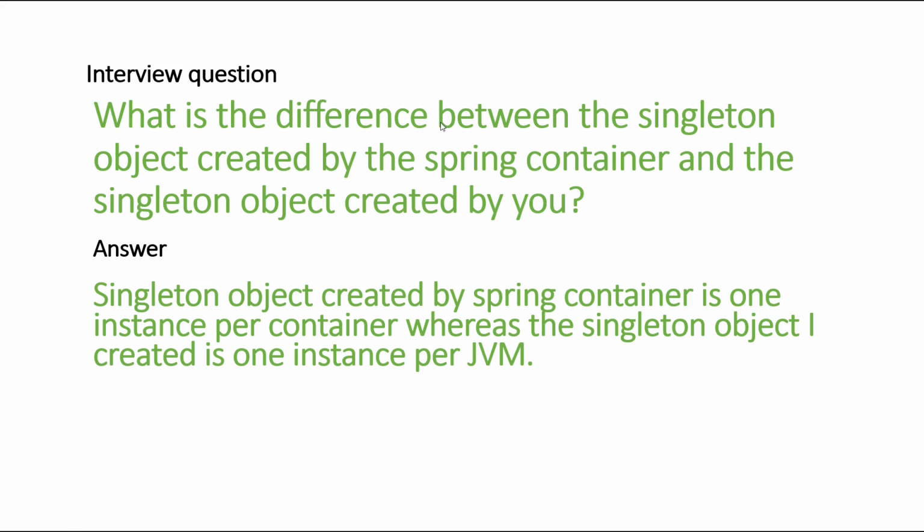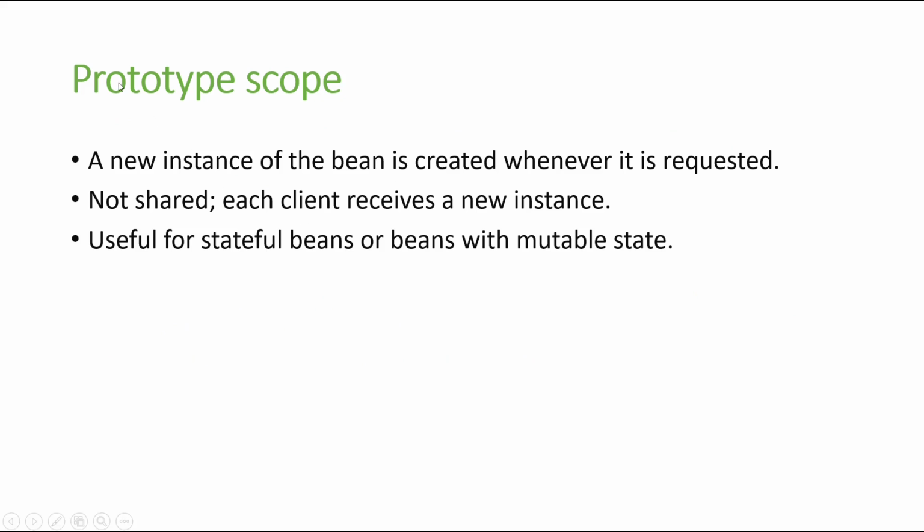Okay. Now we will understand the next scope. That is prototype. So prototype scope is something different, right? It is different from Singleton. How is it different? In prototype, a new instance of the bean is created whenever it is requested. That means whenever we request the Spring container to provide the object for a prototype bean or a prototype class, it will always create a new object for us.